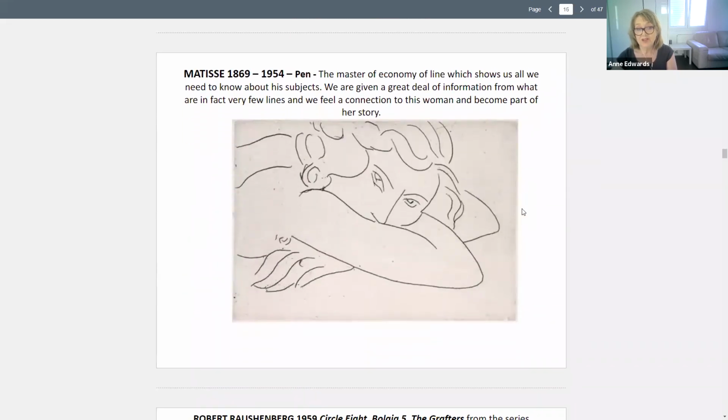Matisse is the master of economy, the master of line, which shows us all we need to know about this subject, just a few line strokes. We are given a great deal of information from what are in fact very few lines, and we feel a connection to this woman, and we become part of her story.